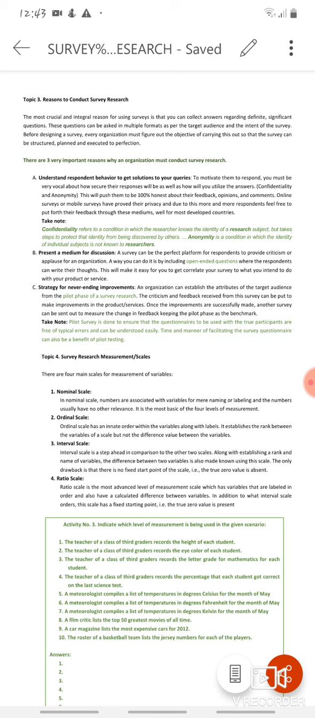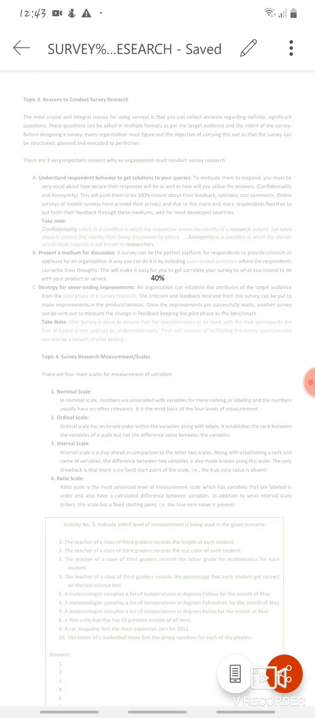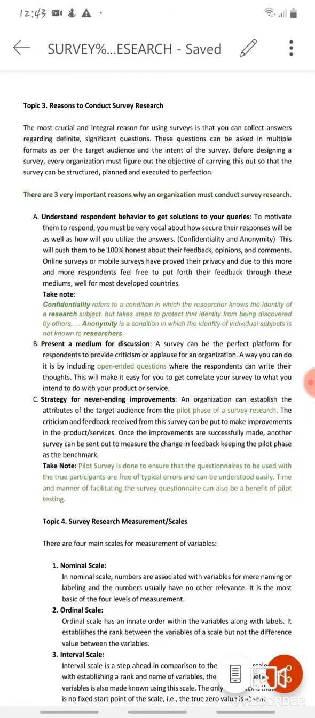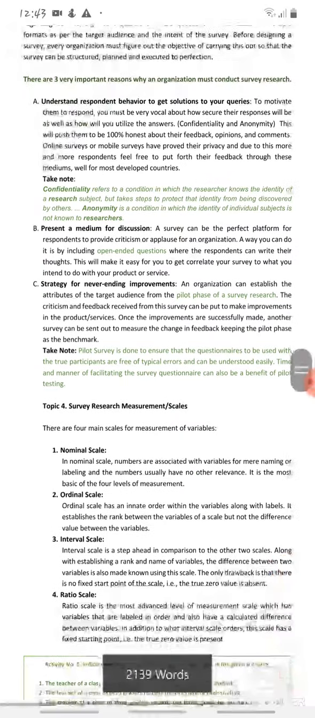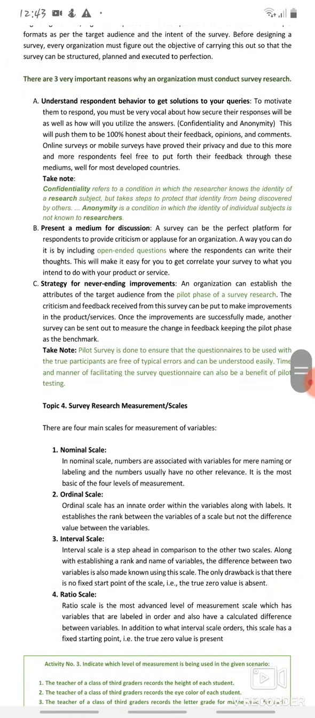That is why in our questionnaires, lagi dong may nakalagay na in terms of names kapag mag-fill out ng survey questionnaires, talagang nakalagay doon is optional. Letter B, present a medium for discussion.